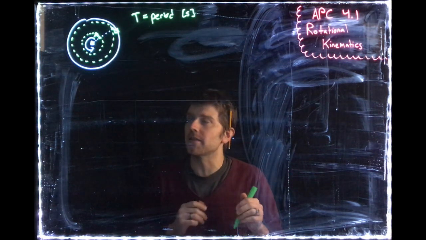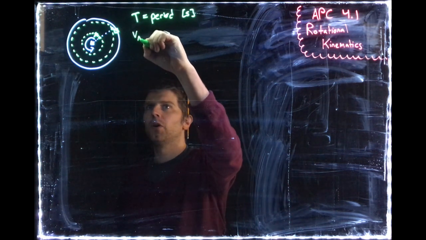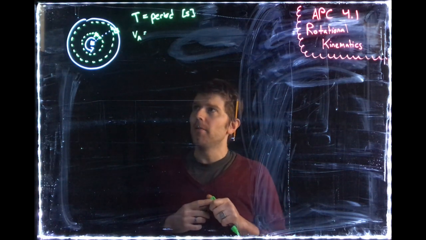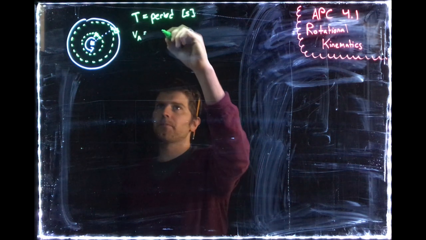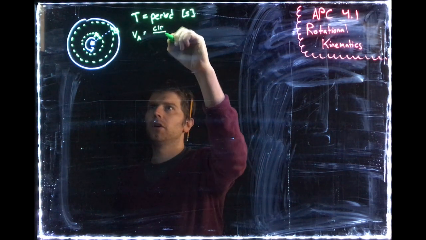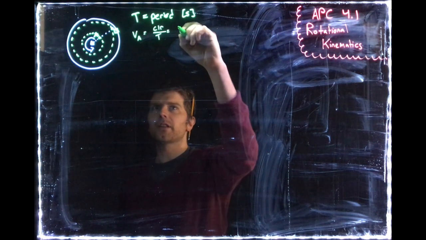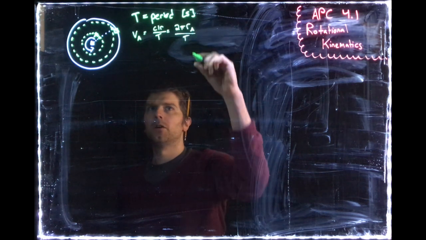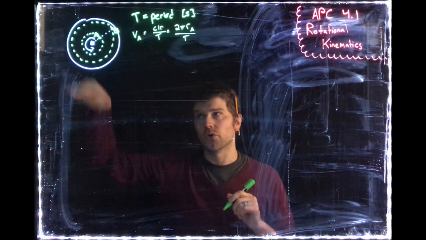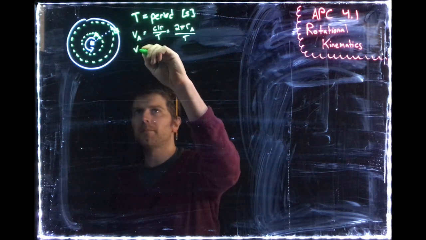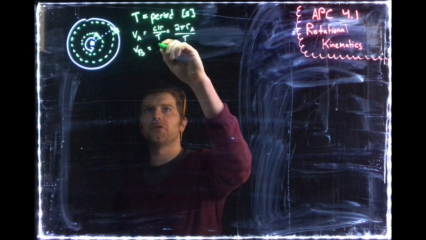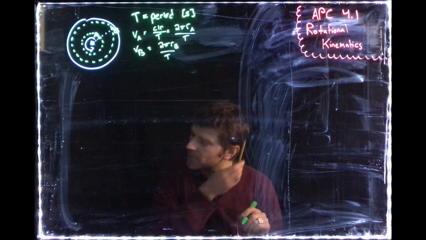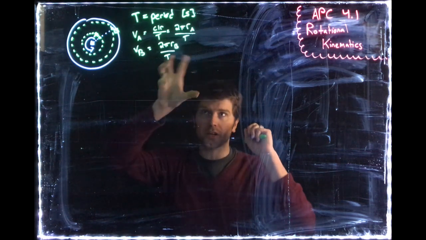And we could find the velocity of these points, right? The velocity of point A, assuming it's rotating at a nice constant rate, which is where we're going to start. Point A covers the circumference of a circle in some time period t. So that's going to be 2 pi times the radius at point A over t. And point B then would be 2 pi r_B over t.